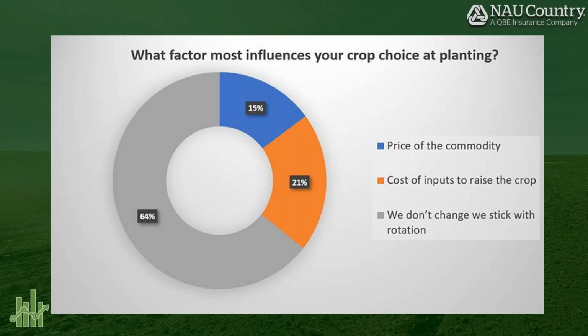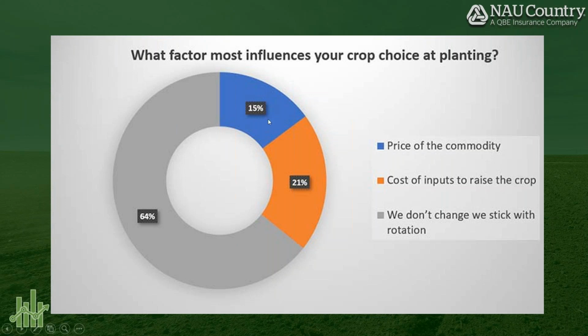So looking ahead to 2022, I thought this was an interesting survey. Farm Progress had this on their website a week ago: what factor most influences your choice at planting and crops? 64% this year said we don't change, we stick with the rotation. I bet if you took that survey a year ago, it would have probably been 80 to 90%. But this year, with input costs up, things are changing a little bit.